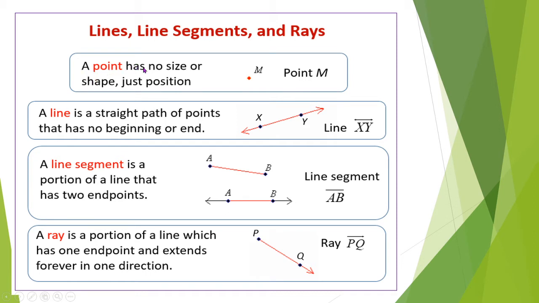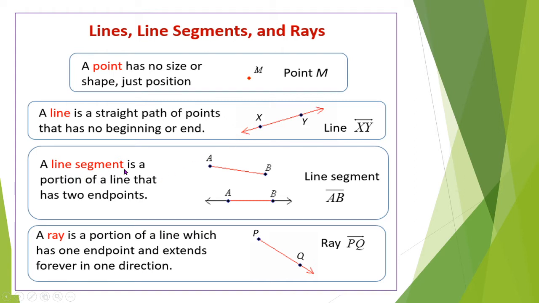A point has no size or shape, it is just a position. This is the symbol of point. Then a line. A line is a straight path of points that has no beginning or end. This is the symbol of line.